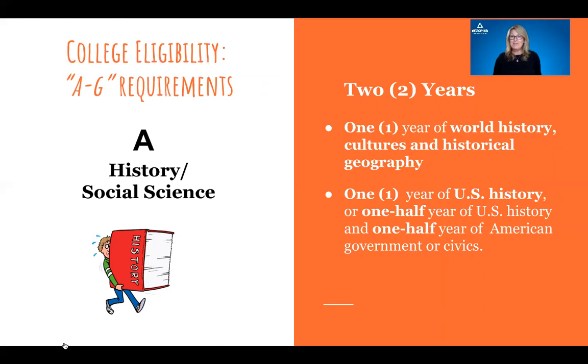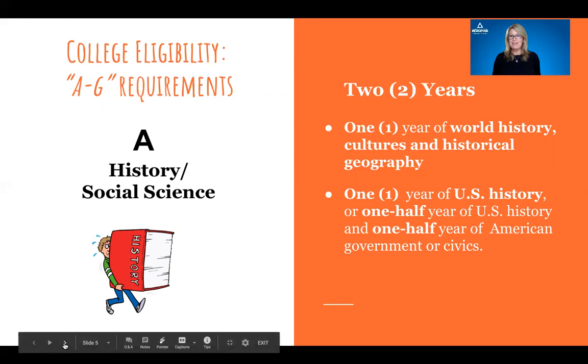Now you may be saying, well, as a student, I had to take 4 years of high school history. That is true. That is to meet the high school graduation requirement. However, for A through G, it is just a 2-year requirement.